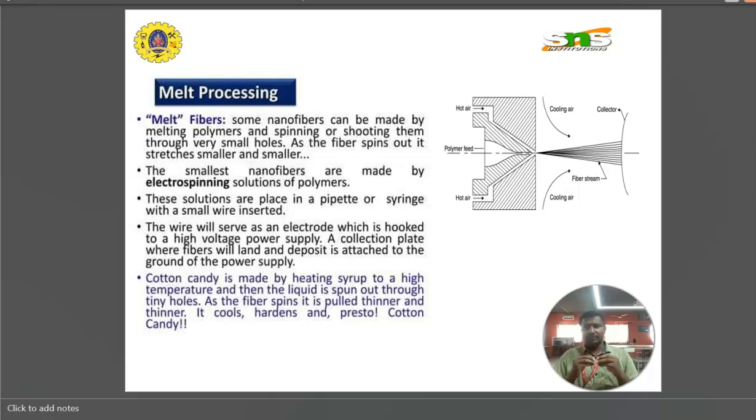Inside the die, the polymer feed is sent in, and the die helps in the crushing of the polymer feed. After the polymer is stressed, hot air is passed over the polymer feed, and the hot air helps in the conversion of the polymer into nanofibers. Finally, cooling air is passed over the fiber, which is deposited on the collector drum.